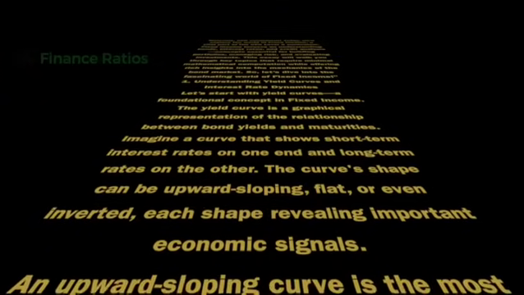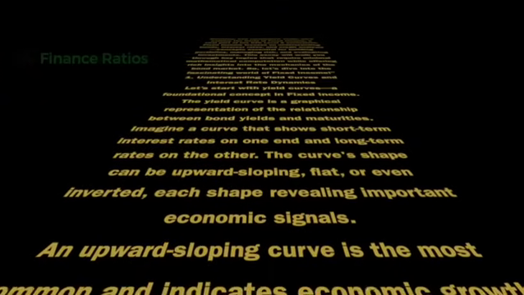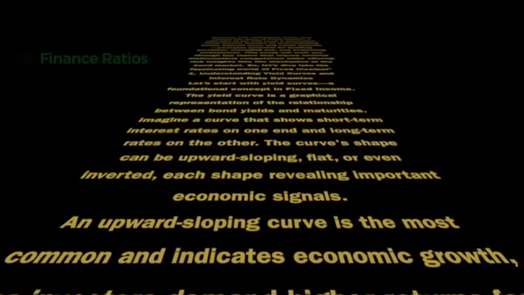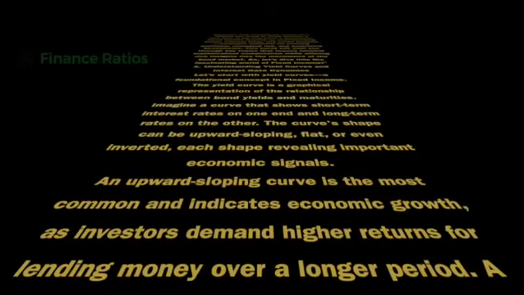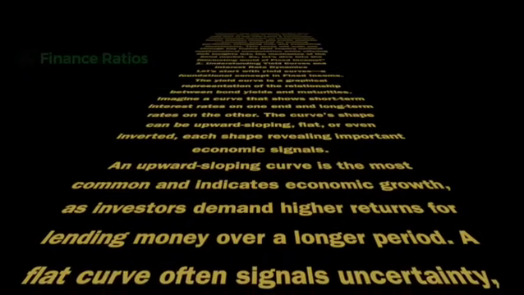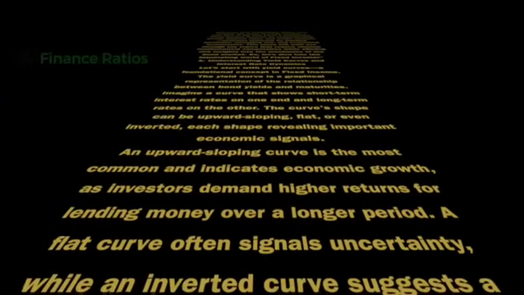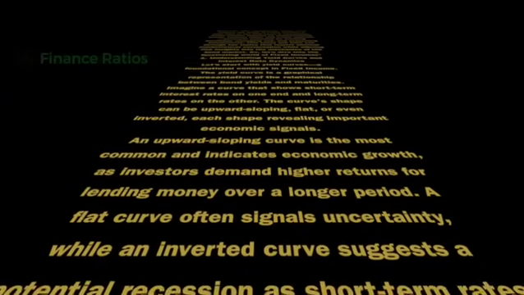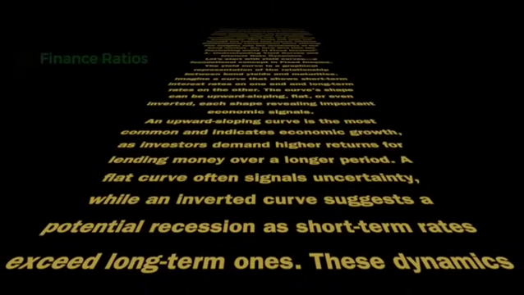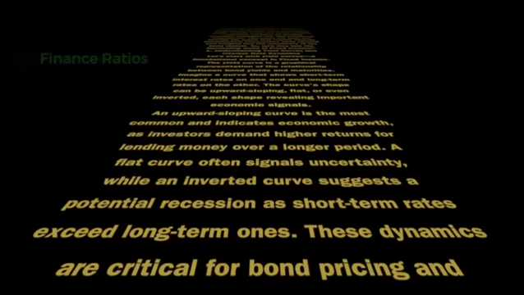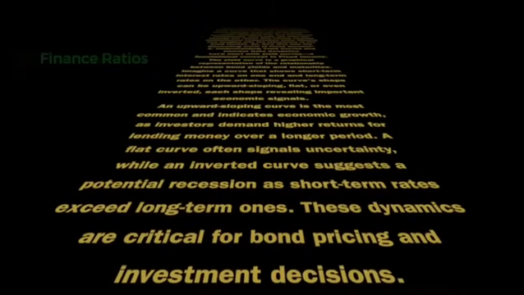An upward sloping curve is the most common and indicates economic growth, as investors demand higher returns for lending money over a longer period. A flat curve often signals uncertainty, while an inverted curve suggests a potential recession, as short-term rates exceed long-term ones. These dynamics are critical for bond pricing and investment decisions.